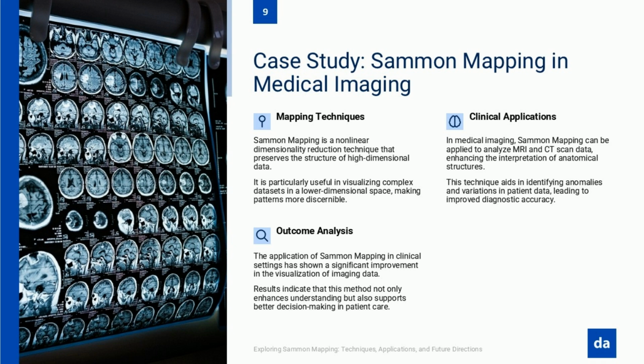classification and treatment planning. In cardiology, Sammon mapping has been used to study heart anomalies through echocardiograms and MRI scans. By reducing high-dimensional data while maintaining structural integrity, doctors can identify irregular heart patterns and potential risks more efficiently.